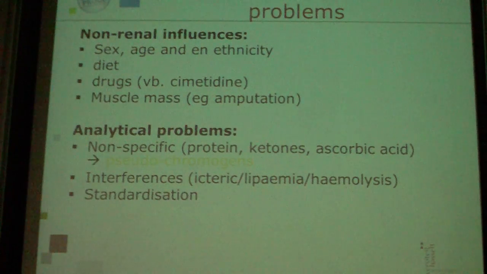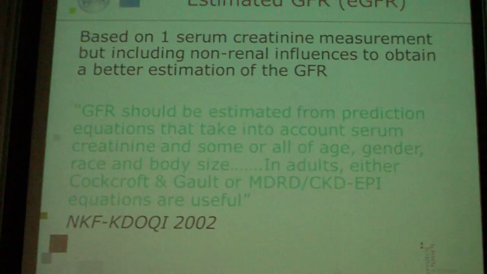There are also some analytical problems, but most of them have been overcome. There's a better standardization. The interference is something that is still of importance. So as a lab, we have to test for icteric, lipemic, and hemolytic samples because this interferes with the assay. And the standardization now is an issue that is solved for most new assays from manufacturers. So that's why people still want to use creatinine in a formula for calculating the estimated GFR.